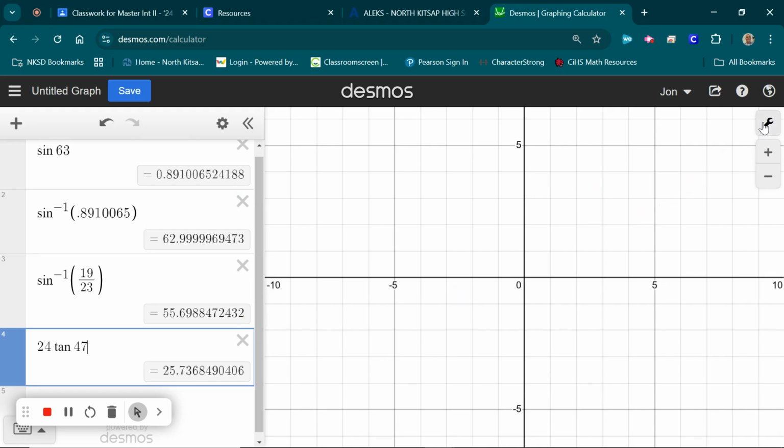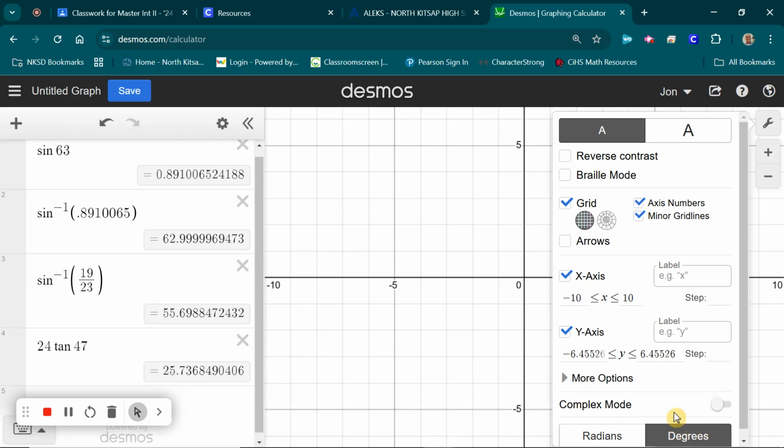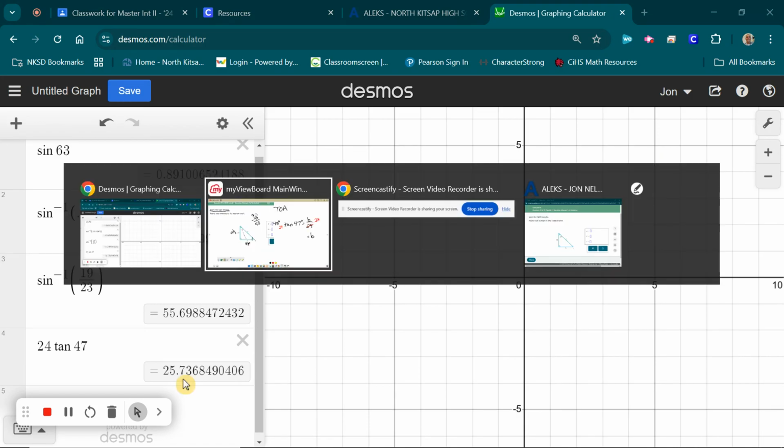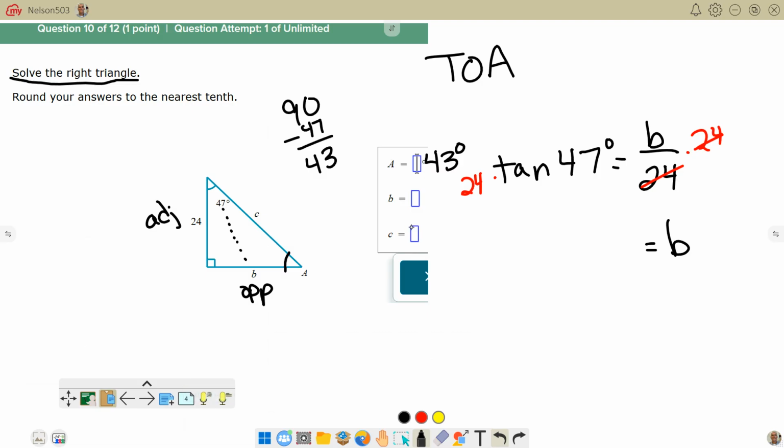Let me just triple check that I'm in degree mode. That would stink if I've done all these problems in the wrong mode. So 25.7. Okay, so I come back over here and I put down 25.7. At this point, you could switch to Pythagorean theorem, but if you use the 25.7, boy, you're being pretty inaccurate.